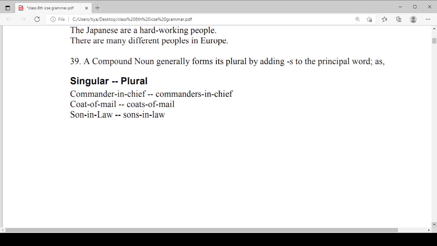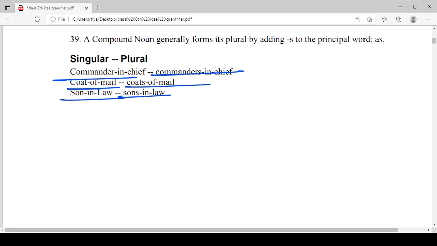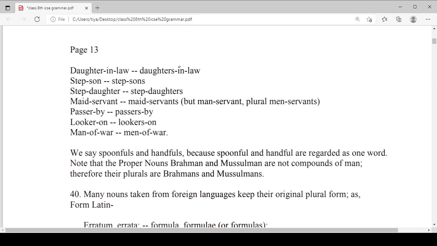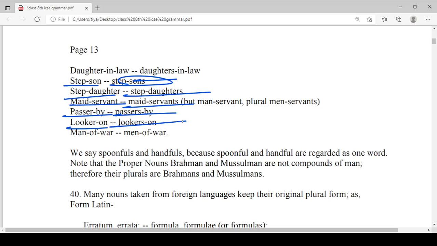And similar to plural, sometimes we have commander-in-chief. So commanders-in-chief will be plural. Court-martial, courts-martial, son-in-law, sons-in-law. So by adding s to the first word, we can make the singular into the plural. Okay. Daughter-in-law, daughters-in-law, stepson, stepsons. Okay. Stepdaughter, stepdaughters, maidservant, maidservants, passer-by, passers-by, looker-on, lookers-on, man-of-war, men-of-war.